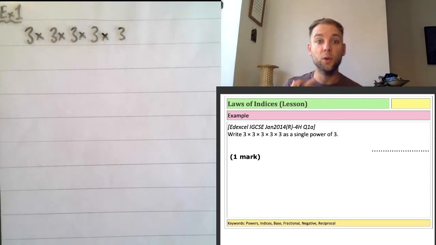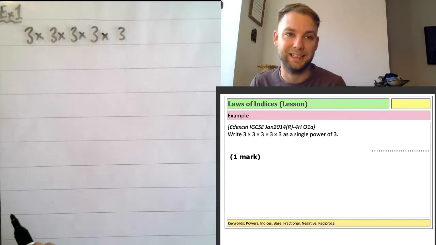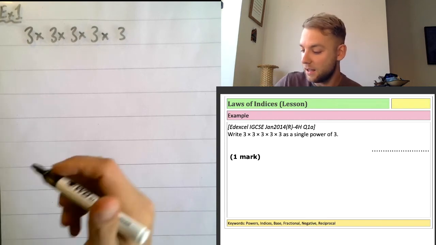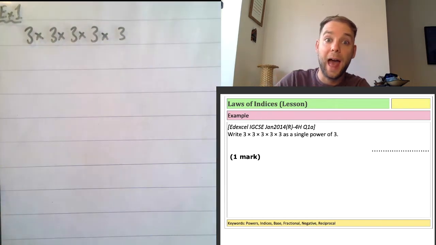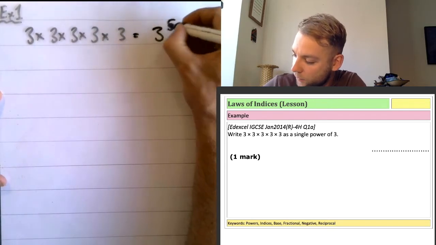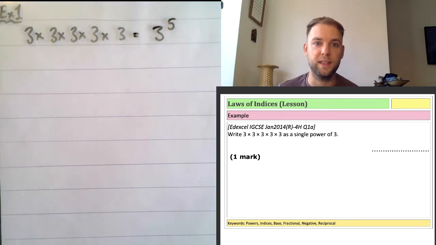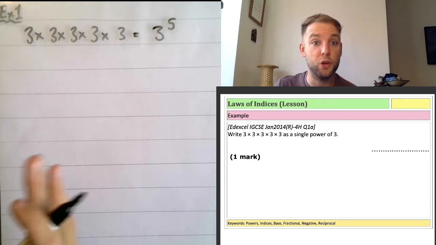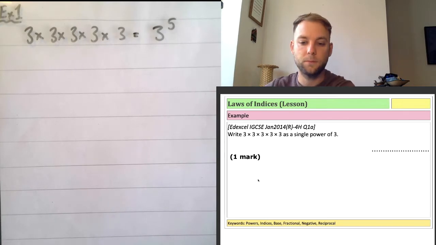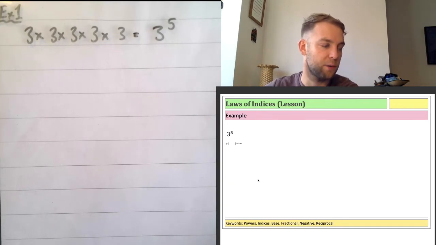Good. So if I want to represent this as an indice, when I'm multiplying anything that's the same, whether it's 3, whether it's x, whether it's a, this is going to be equal to a power. So this is going to be equal to 3 to the power of 5. I've put that first one in there just as a little example. You might already know that, but I just wanted to show you exactly what an indice was. So let's check that answer. 3 to the 5, brilliant. 1 mark for that. Brilliant, and we're off.